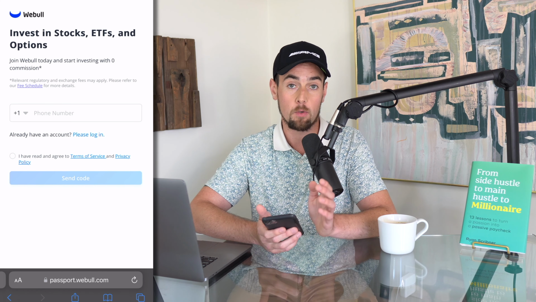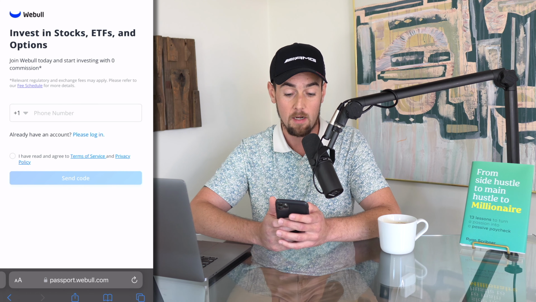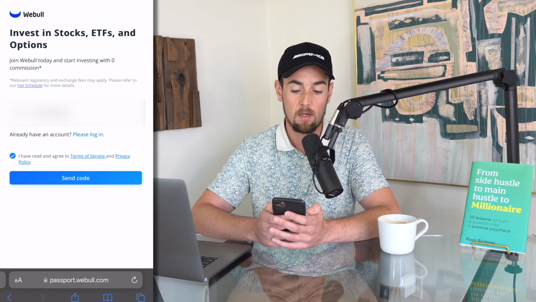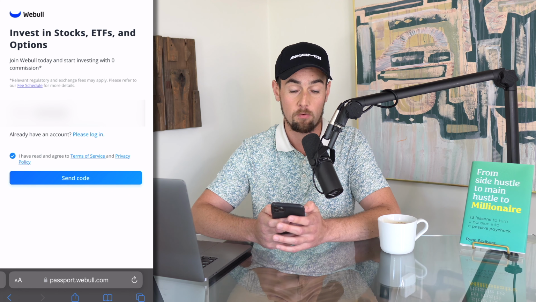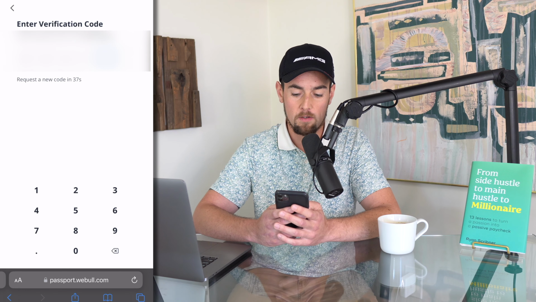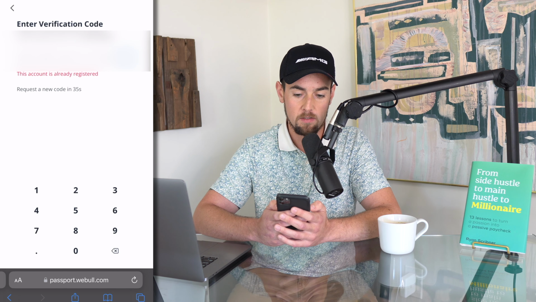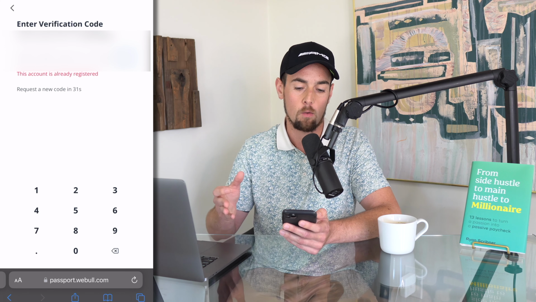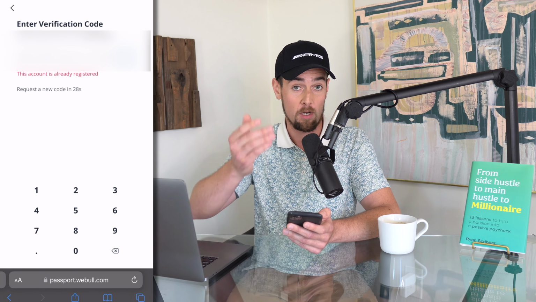It's going to ask for your phone number, so go ahead and enter that now. At this point, it's going to send you a code, and you do have to click the box here to agree with the terms of service and privacy policy after you read those, of course. At this point, we're just going to enter the verification code that was sent, and it's saying that this account is already registered.